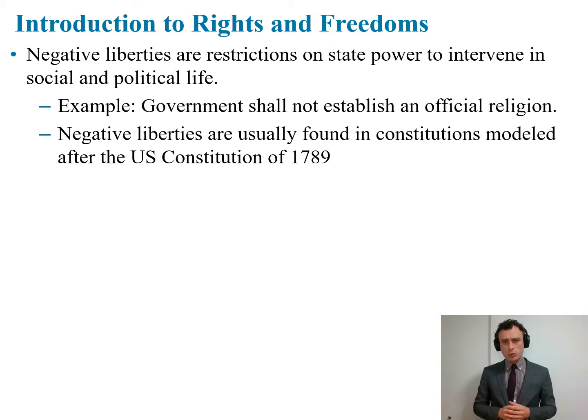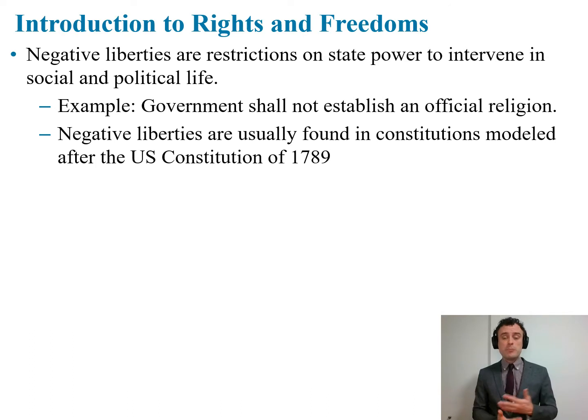Let's say a few more words about the types of rights that we find in constitutions around the world. We're going to divide these rights into 2 different categories: negative liberties and positive liberties. Negative liberties are restrictions on state power, restrictions on the state's ability to intervene in social and political and indeed in economic life. An example of this would be that government shall not establish an official religion.